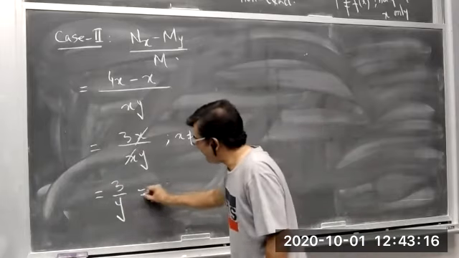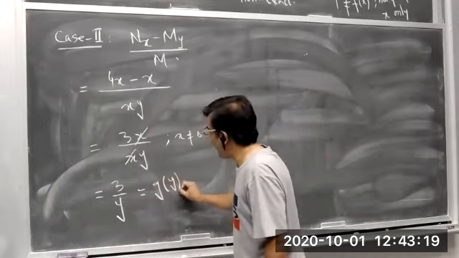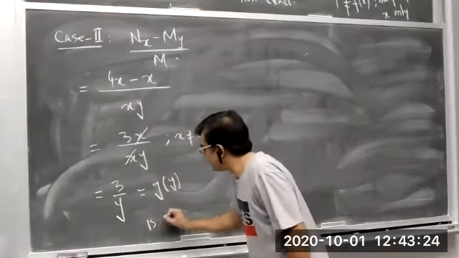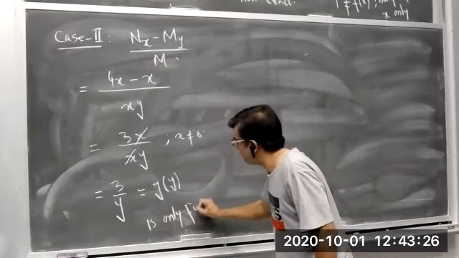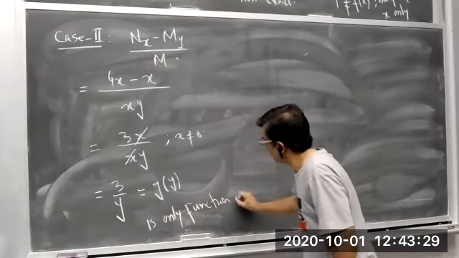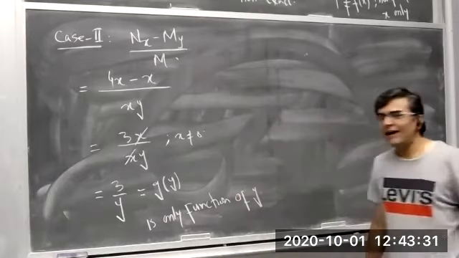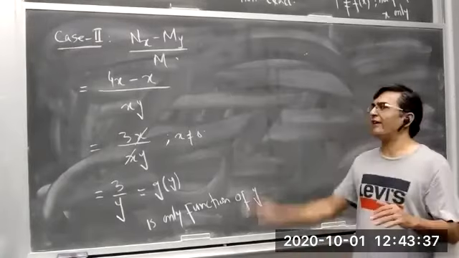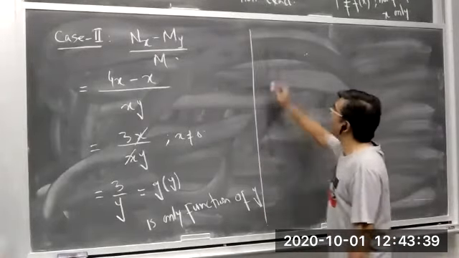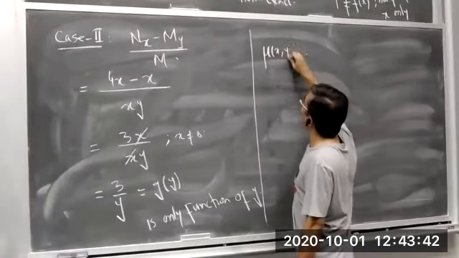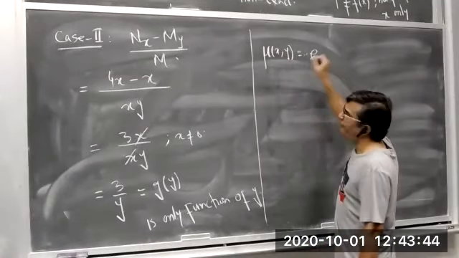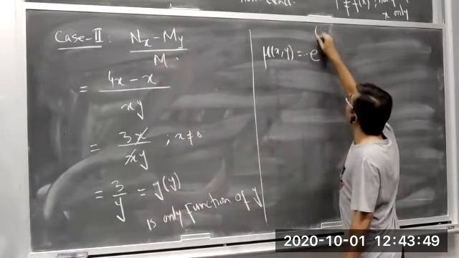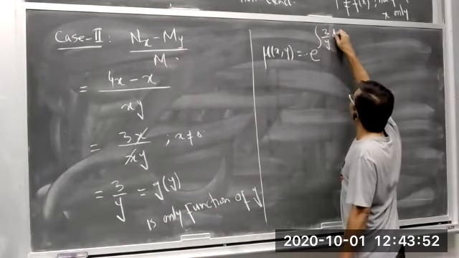Now this is only a function of y. There is no x here. Okay? This is only a function of y. अगर ये सिर्फ function of y है तो integrating factor we can find in this case. ठीक है? So in this case integrating factor mu of xy will be what? It is the integral of this whole thing, and this whole thing is equal to 3 over y. So it is the integral of 3 over y dy.